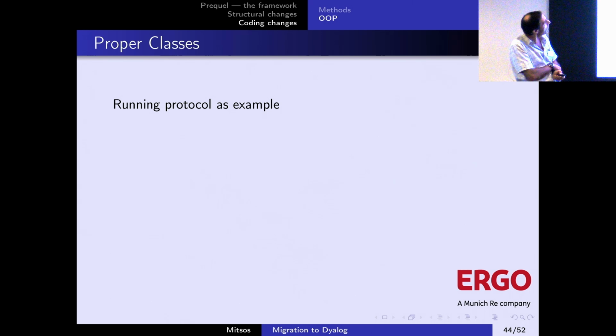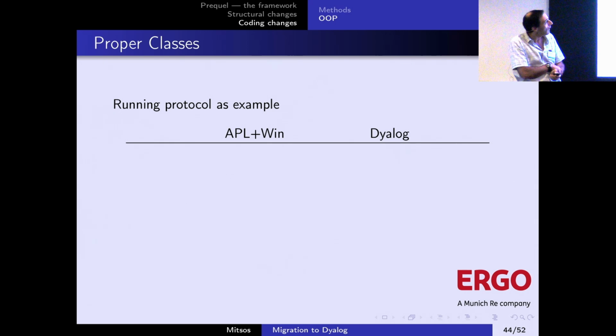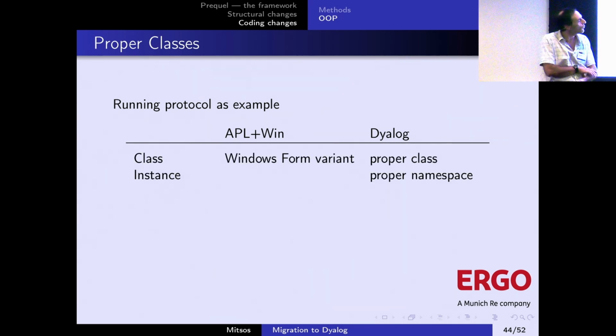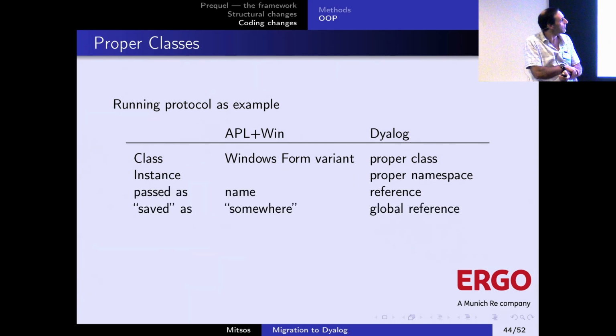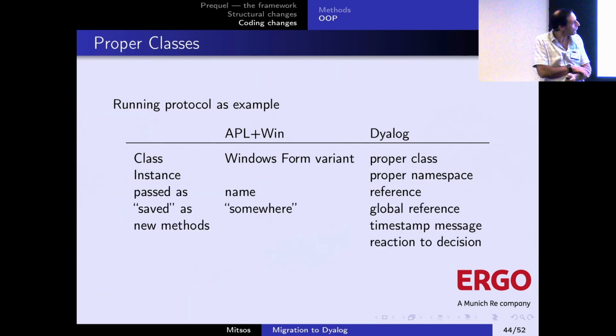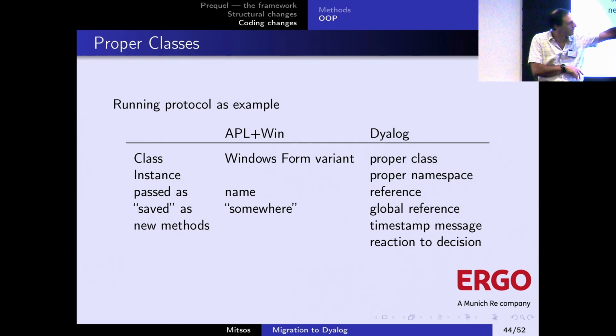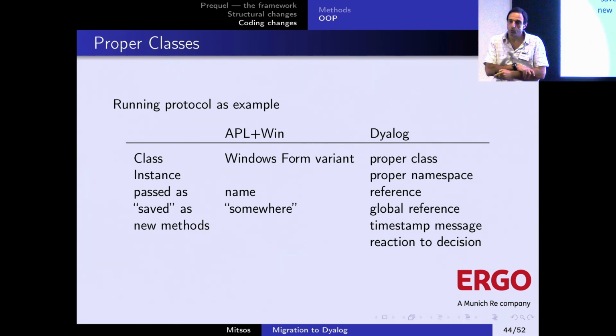Okay. Now, last point, object-oriented programming. I have running protocols in my functions that stay green as long as everything is okay, and get red if there is a problem and a crash. In APL+Win, this was only a Windows form variant. In Dyalog, it has become a proper class. It's passed as a reference, and I added some new methods that were obviously missing on the APL+Win side.